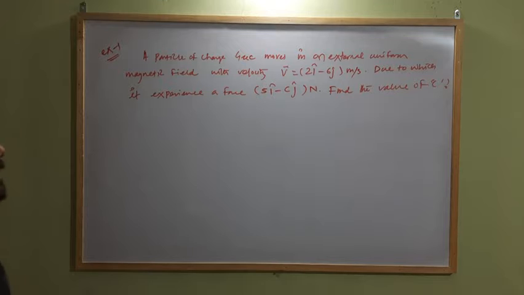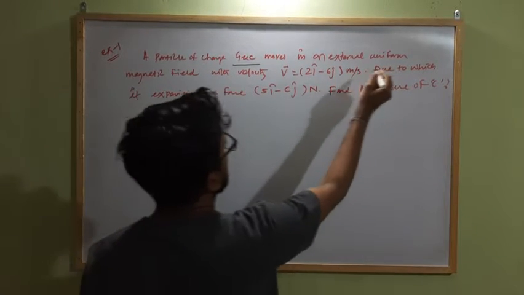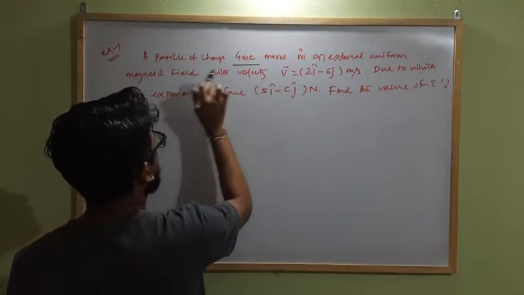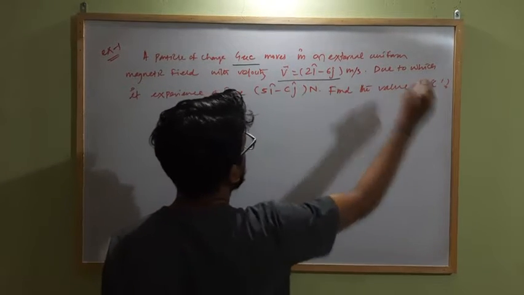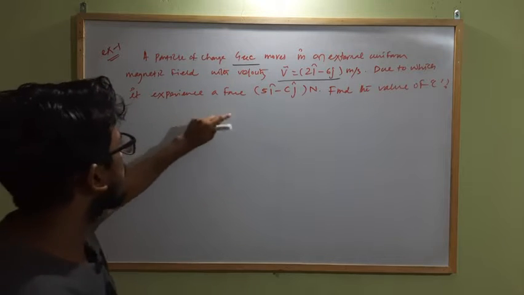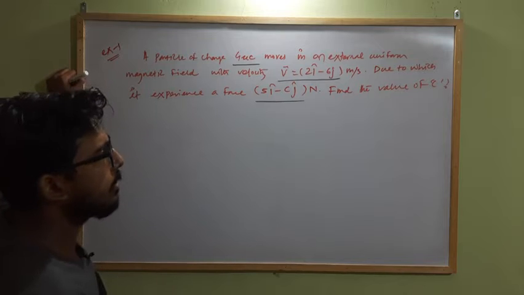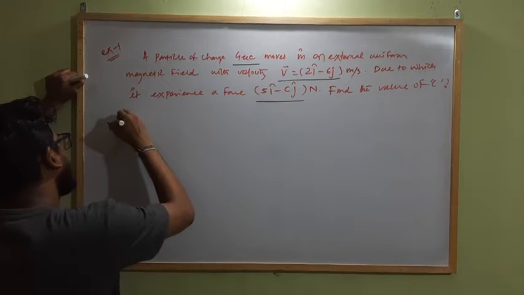Okay, a particle of charge 4 microcoulomb is moving in an external uniform magnetic field with velocity 2i cap minus 6j cap meter per second, due to which it experiences a force of 5i cap minus c j cap Newton. Find the value of c. So how to solve this?